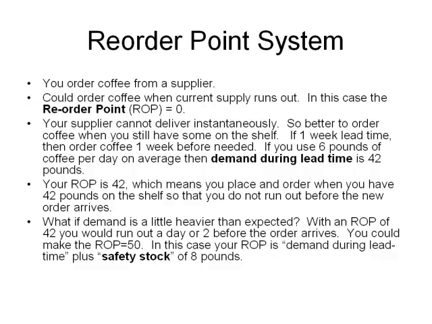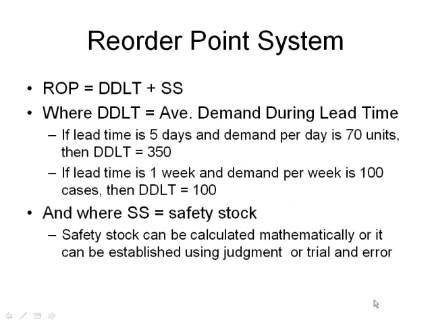And that's basically the way the reorder point system works. In the reorder point system, the reorder point is equal to the demand during lead time plus the safety stock. So demand during lead time is just that. It's the demand during lead time, or the average demand during lead time. You can see a couple examples of that here. We're assuming that the lead times are fairly fixed and known in advance.